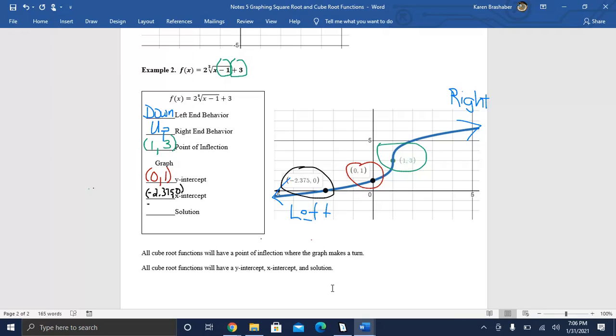And then the solution is the x from that x-intercept, so negative 2.375. That would be the solution of that equation set equal to 0. So just a couple of comments about cube root functions. All cube root functions will have a point of inflection, and this is where you'll see the graph making a turn or changing its curvature. And then all cube root functions, so this is different from the square root, all of them will have a y-intercept, an x-intercept, and therefore a solution.